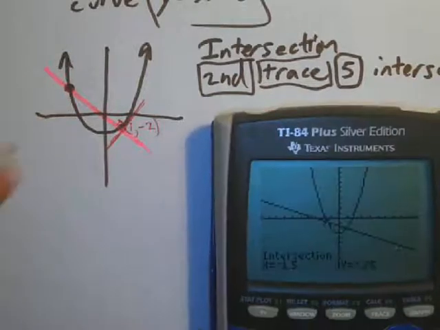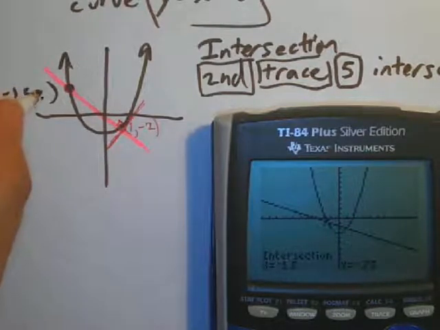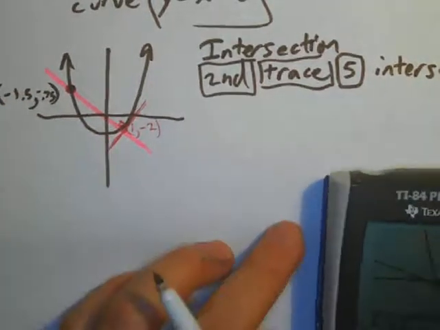This coordinate is -1.5, comma, -0.75. Okay, so what were the steps? We should write them down.